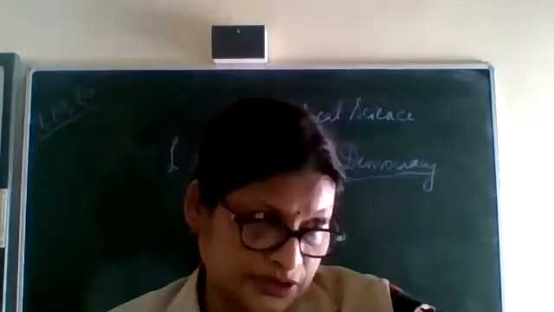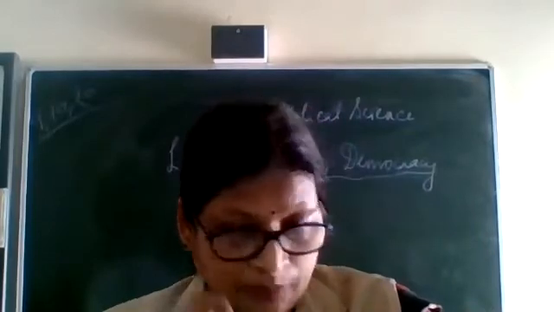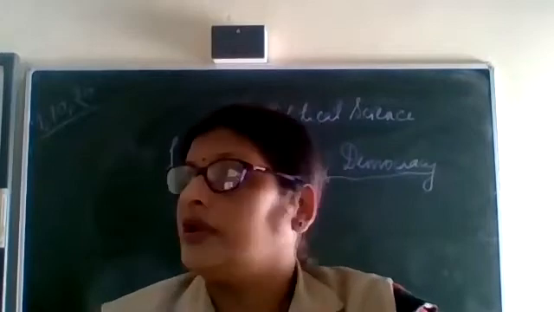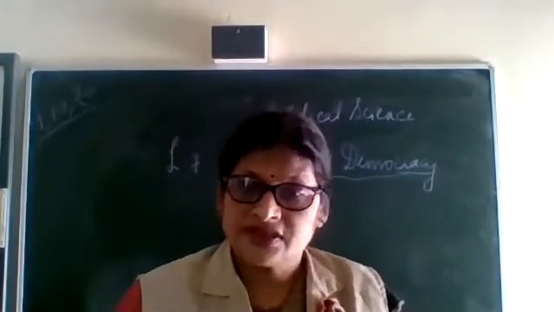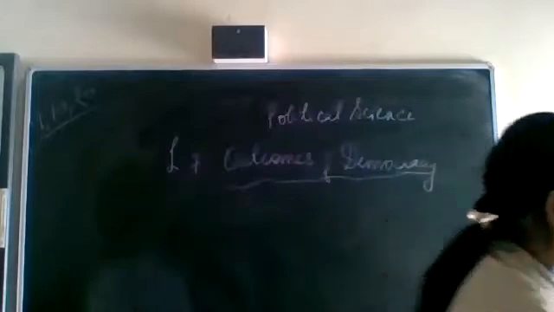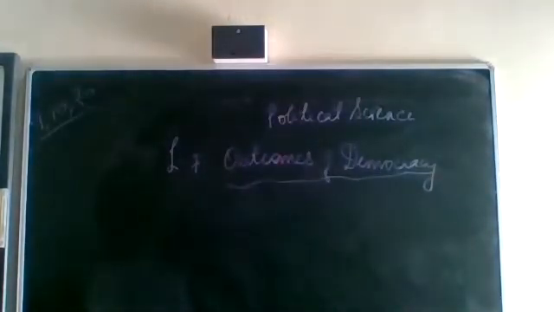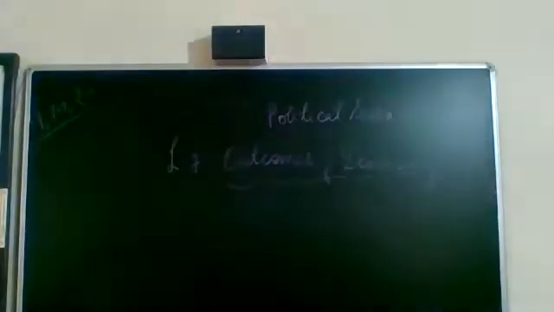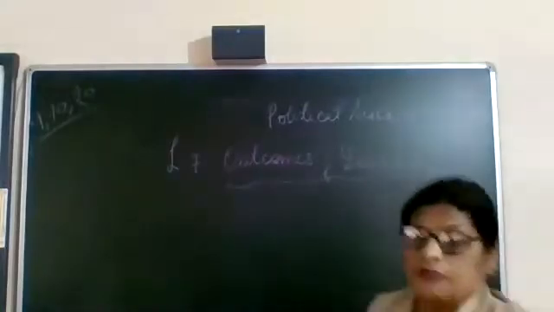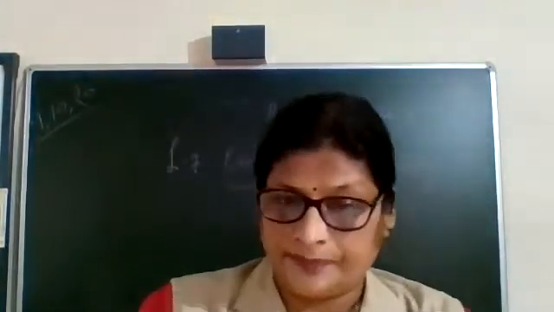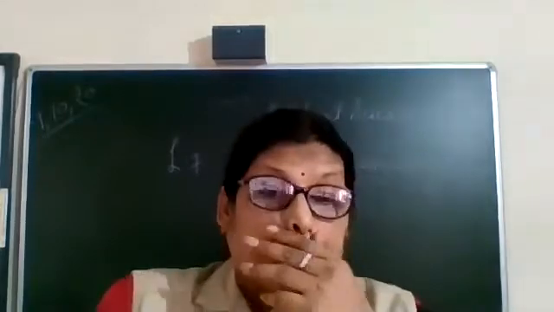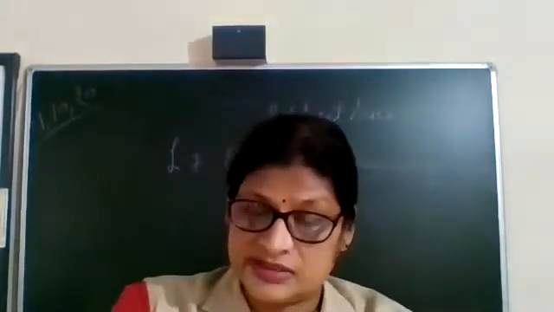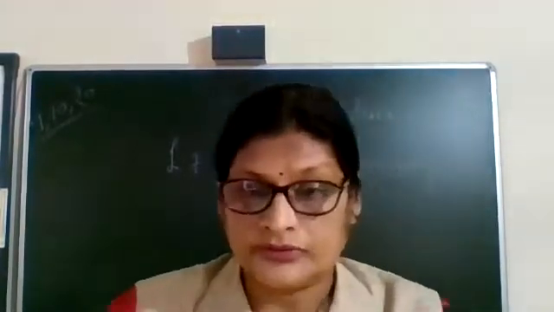Then we did the next chapter, popular struggles and movements, and political parties. That is also a part of democratic government. Wherever democratic government is there, popular struggle and movement will keep on happening in that particular country. Is that clear? Now we have recently completed political parties, and we are going to take outcomes of democracy.